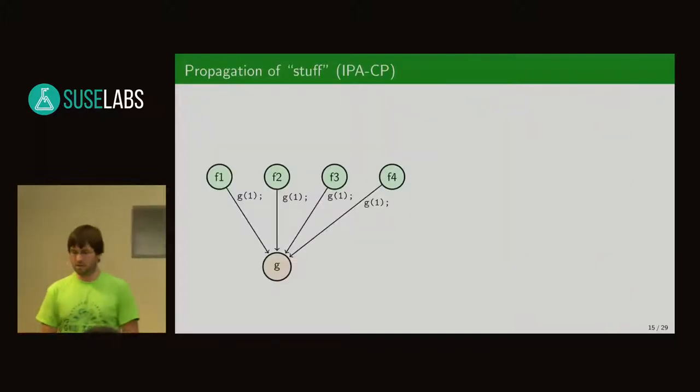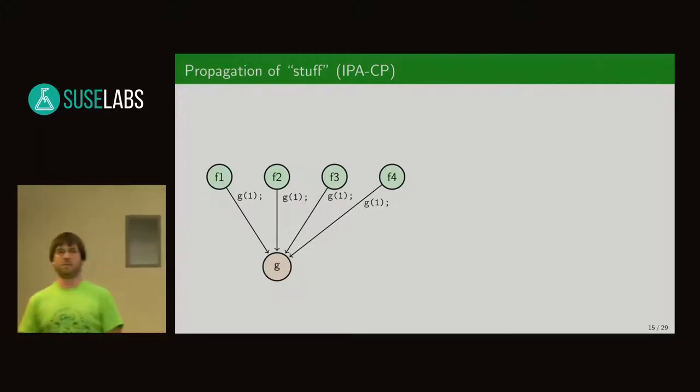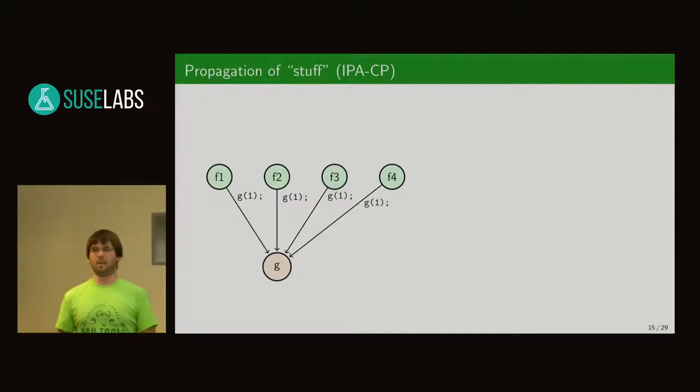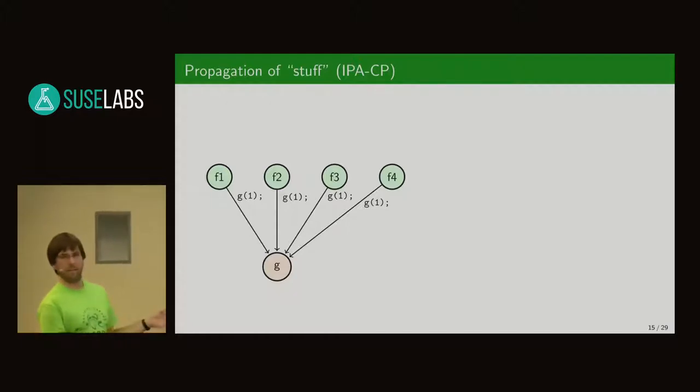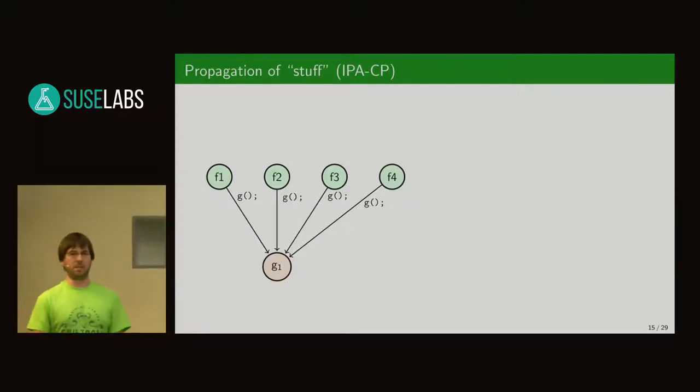Propagation of stuff, I've done a lot of work in that area. The pass that does it is called inter-procedural constant propagation for historical reasons, mostly because it started as a propagator of constants. This is the simplest possible example. I have a bunch of functions that all call function g, and they all pass one as the parameter. So it just makes sense, if we have control over g, if it is a local symbol in our compilation context, to change g, make it something that doesn't take any parameter, and just know that the parameter was one.